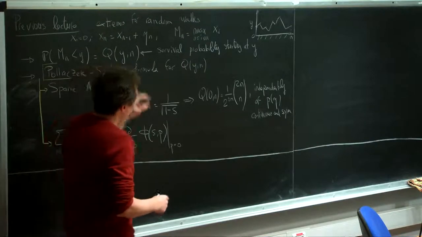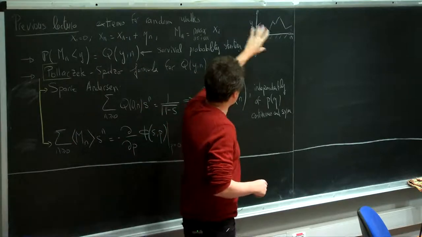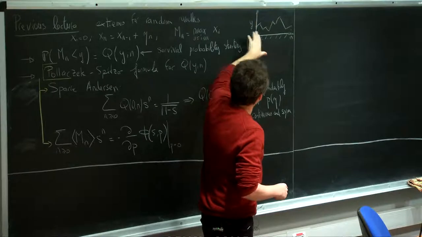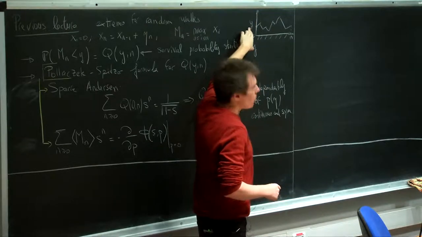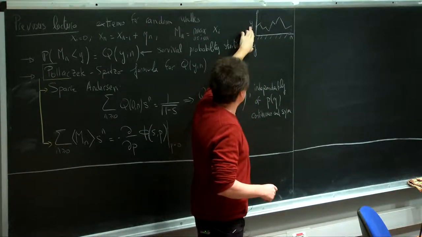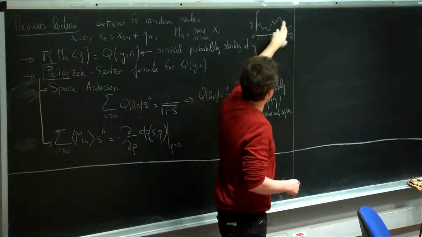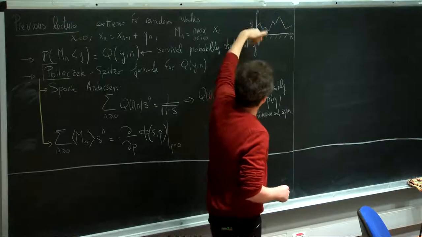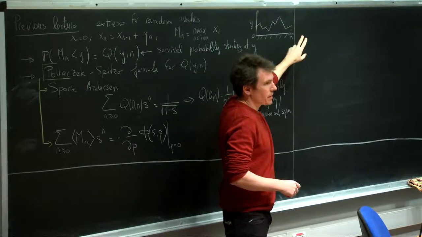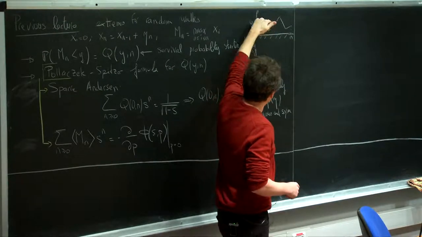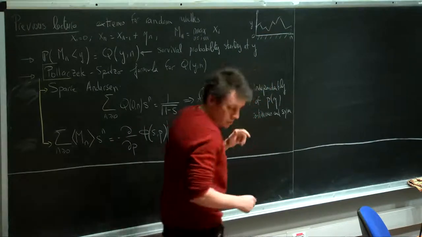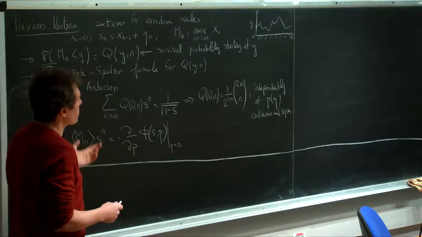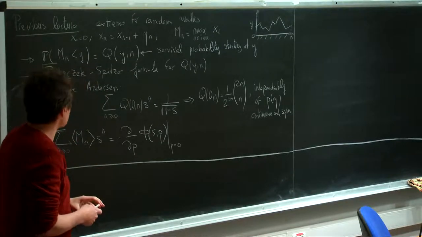So I remind you that the survival probability is the following. So here is a picture of what it is. You take a random walk that starts at y, at initial time, and then performs this random jump type of dynamics. And you ask what's the probability that it stays positive up to time n, up to step n. Okay, so it cannot cross zero. So these two quantities are related via a simple transformation, which I showed you yesterday.